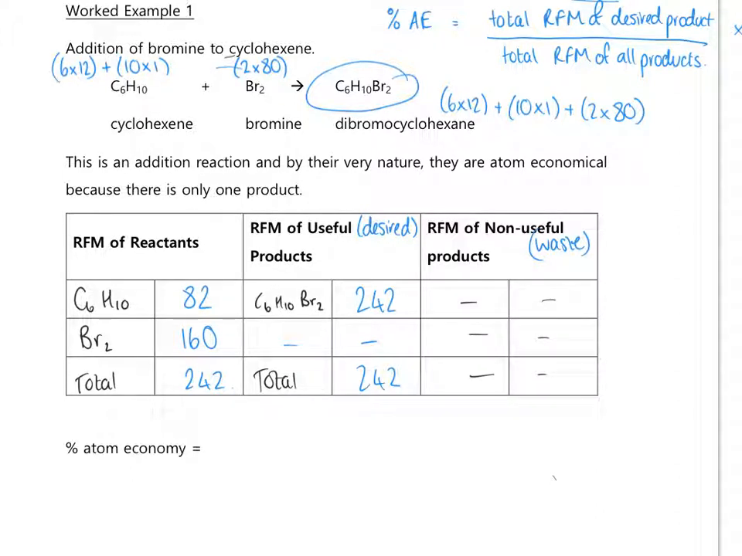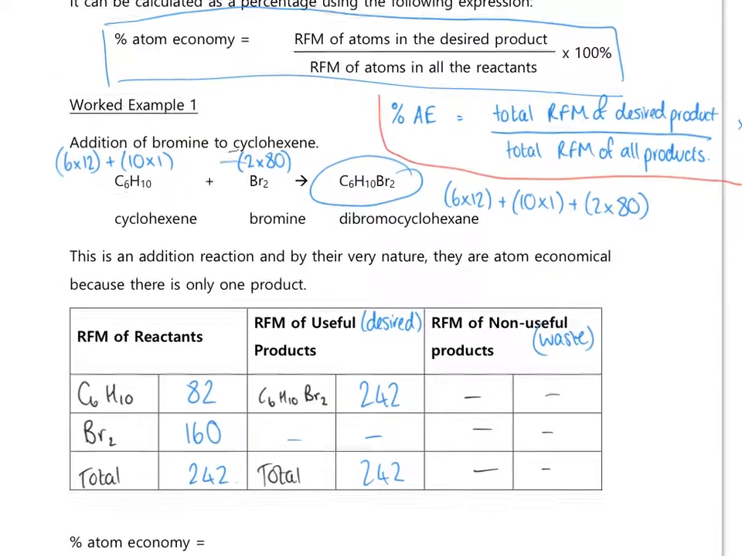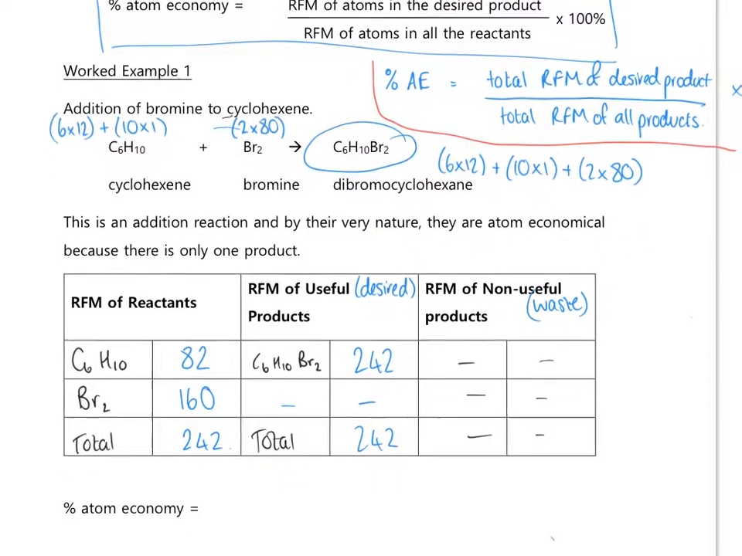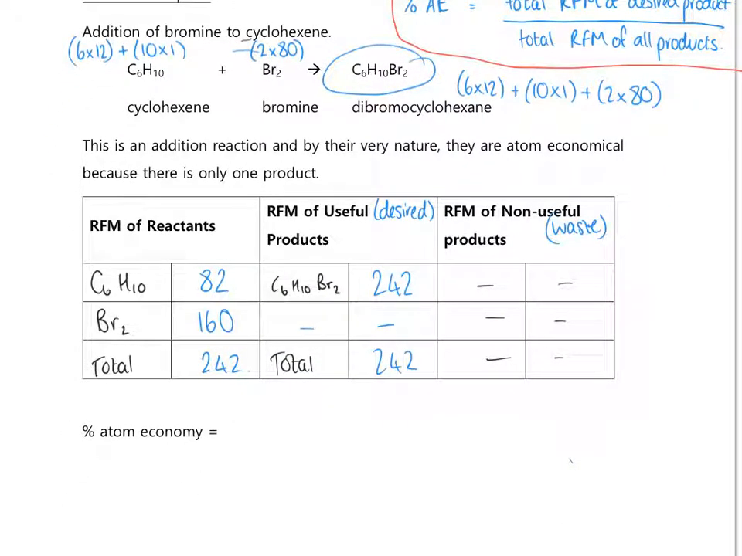So let's use our equation. You can see one of them here. Percentage atom economy is the total RFM of our desired products over the total RFM of all our products, or if you look back up to the other one, the atoms in the desired product over the atoms in all the reactants. So our desired product, the RFM, is 242, divided by either the total RFM of all the products or of all the reactants. They're both going to be the same thing, which is 242 again, times by 100%. You can see that this is 100% efficient in terms of the atoms.